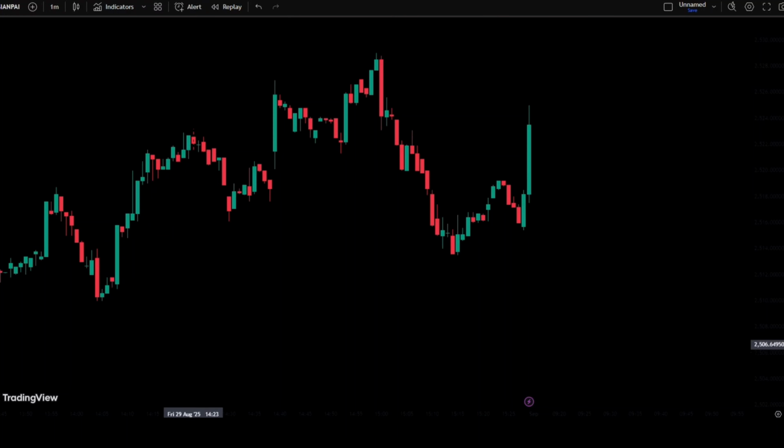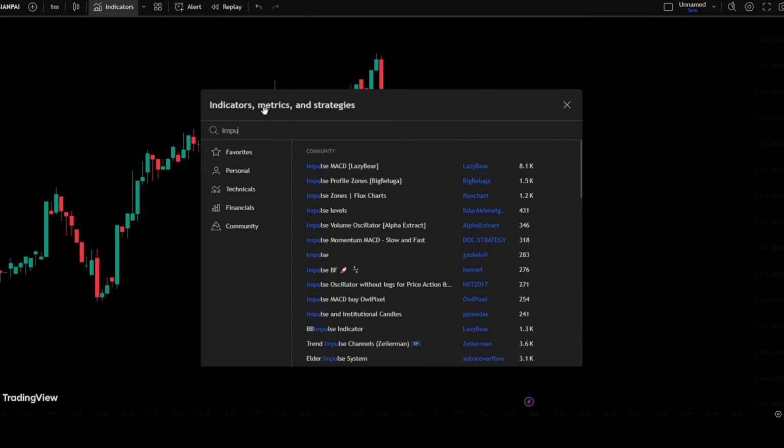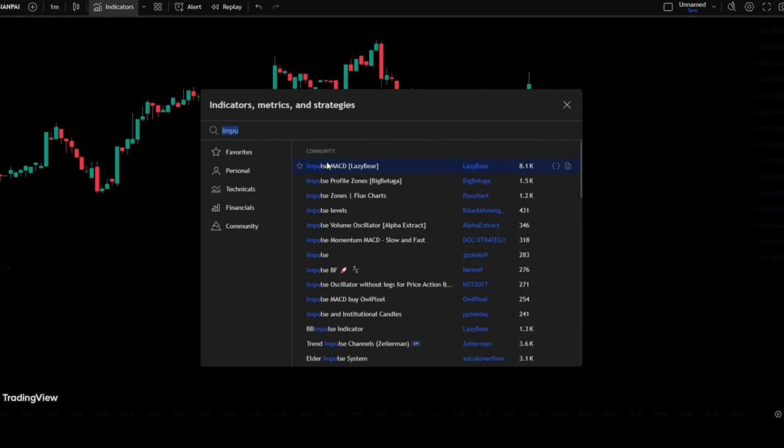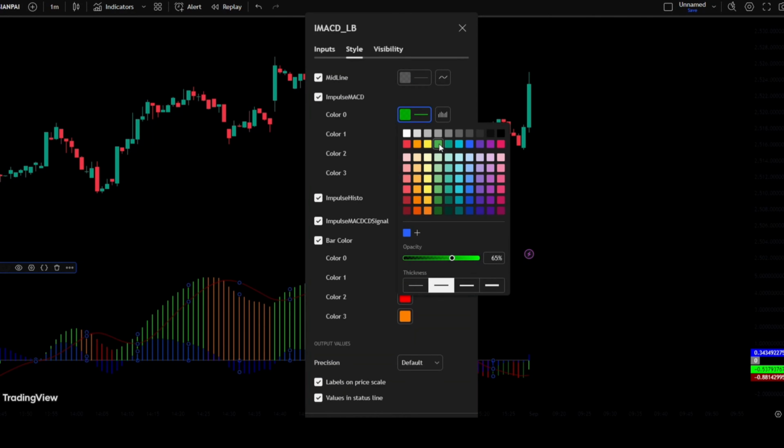Now you see here I have opened the chart. You have to go to the section of indicators and search here M plus MACD. So you will see here, click on the first one. Now after adding it, you have to change its settings. Like I am doing, you have to do the same.